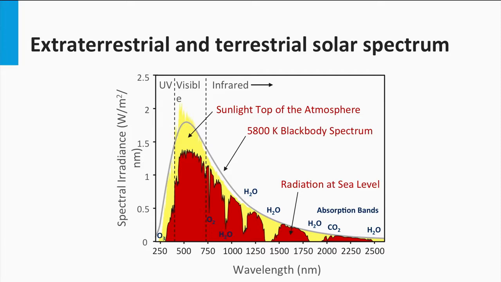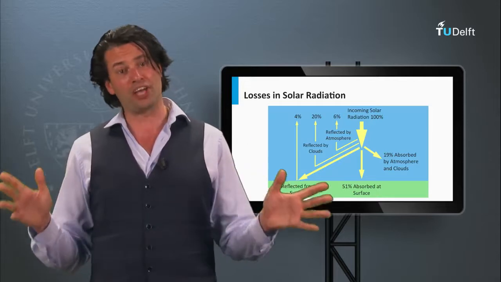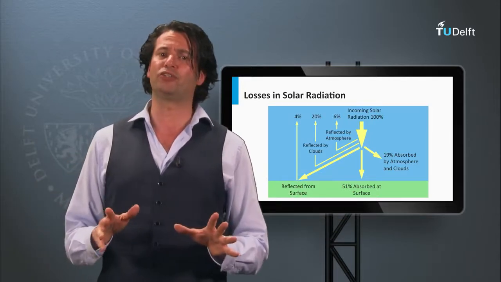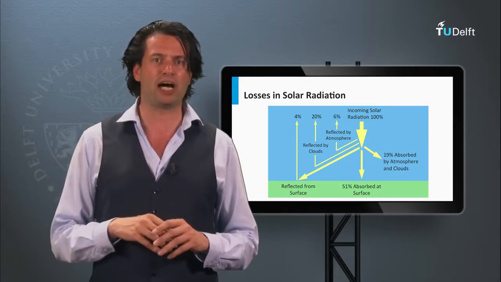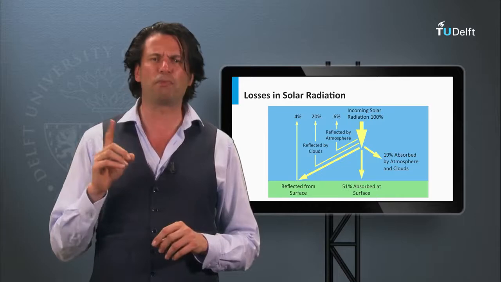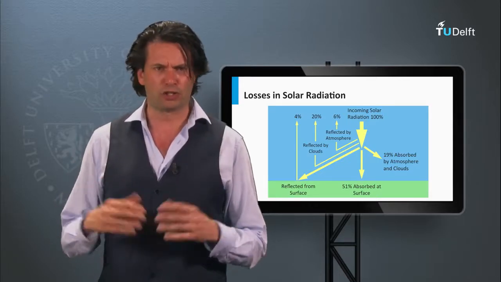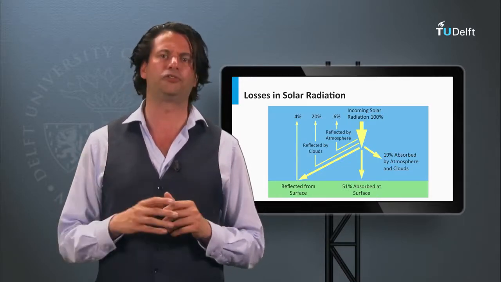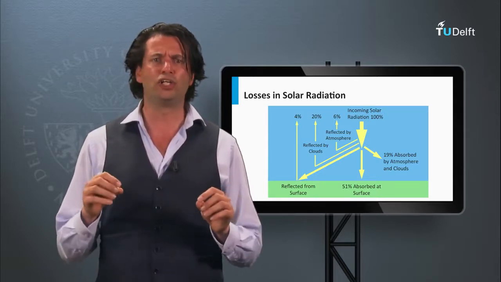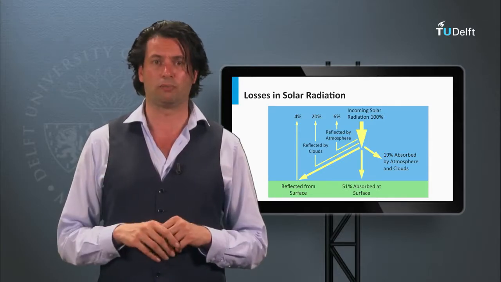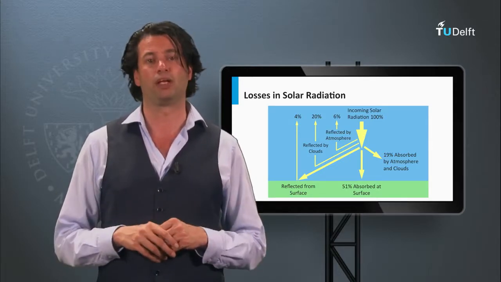It means that the total power density arriving at the surface depends on the absorption path length of the light traveling through the atmosphere. On average, around 20% of the solar irradiation is reflected by clouds, 6% by the molecules in the atmosphere and 4% by the Earth's surface. So in total 30% is lost due to reflection. 90% of the irradiation is lost due to absorption by clouds, particles and molecules in the atmosphere.